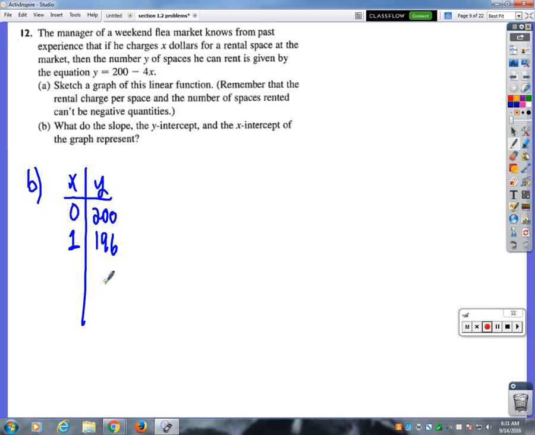I thought x is the dollars. It is. So to find the x-intercept, you set the thing equal to 0, and solving, you get x equals 50. So that means that if he charges $50, he will rent 0 spaces. So that's the x-intercept. And then the y-intercept is if he gave spaces away for free, how many spaces would he have altogether? That's a silly problem.